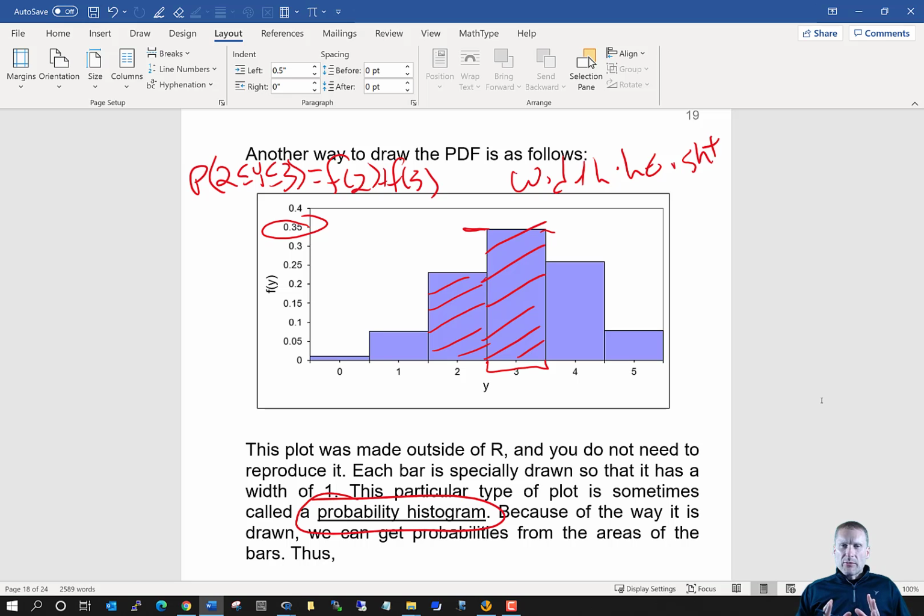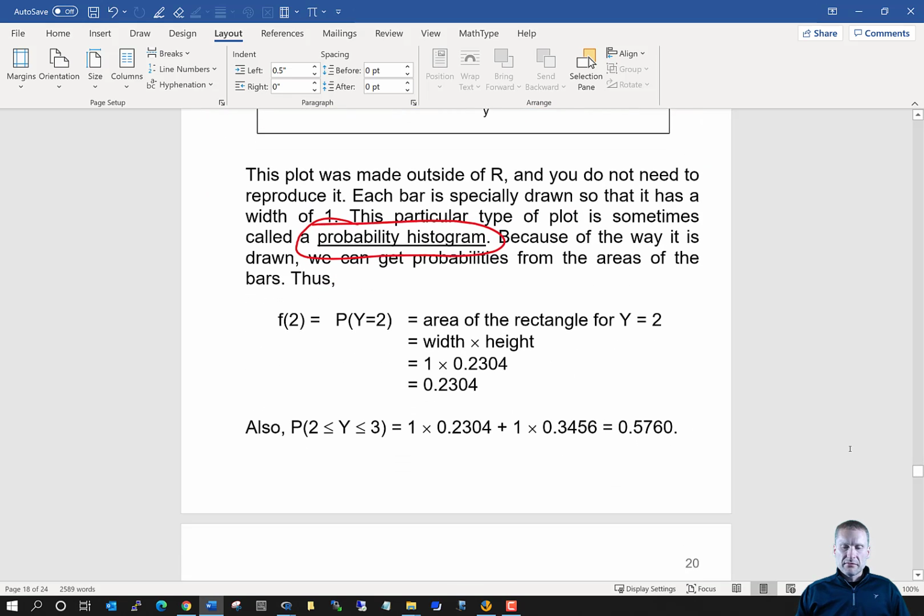This concept of finding areas is going to be extremely important later on in our course. So this is why it's being introduced here. Right now, you might be thinking, why are we doing this? Trust me, a little bit later on, it will make more sense. Okay.